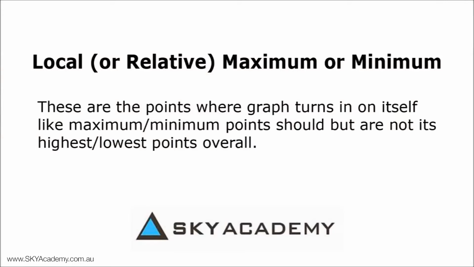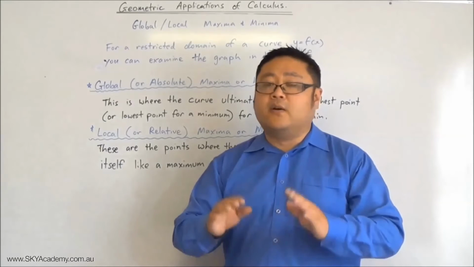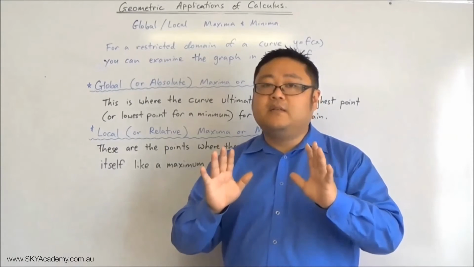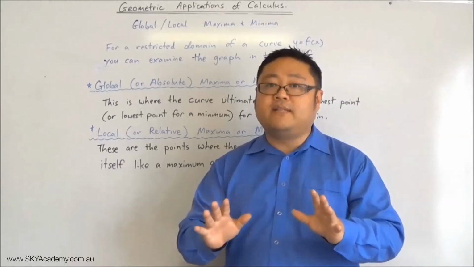A local maximum minimum is where the point on the graph turns in on itself just like a maximum or minimum point should, just like the maximum minimum points that we've examined up until now. Okay, so let me demonstrate this by way of example for you.